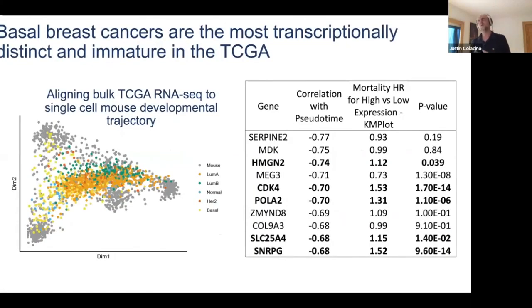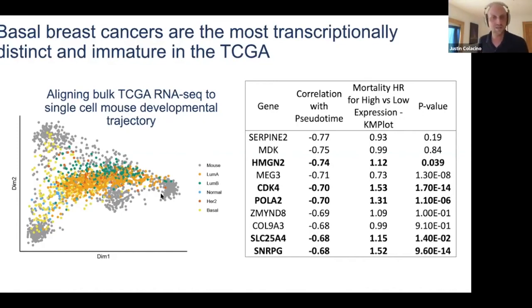Taking what we knew about the stemness signature that we're picking up across the development, we wanted to then interrogate, how do human cancers look if we start to align these cancers on top of that same mouse developmental axis.